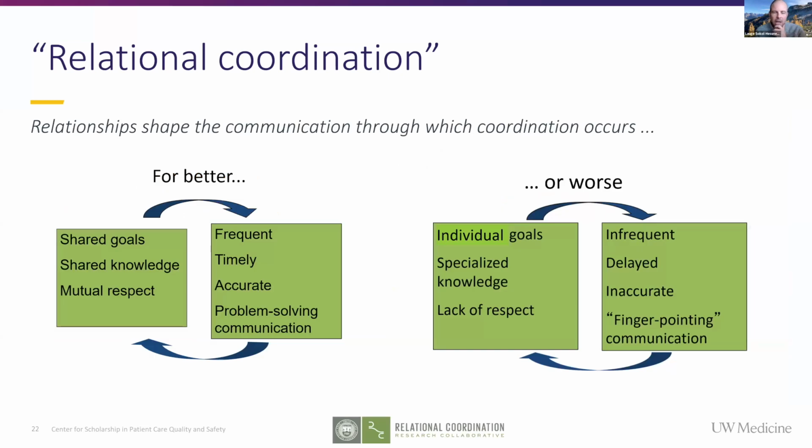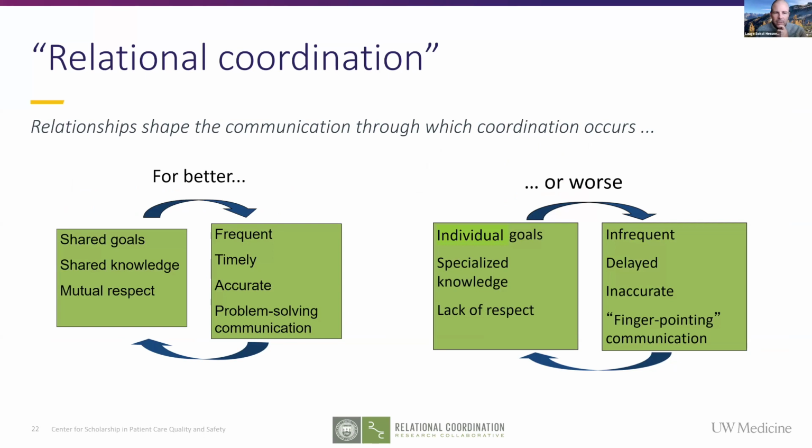There's a lot of evidence behind this, and basically they've shown that when those goals are met, it's a nice ecosystem that works well together. When the alternative is the case, it leads to worse outcomes and problems. So if everyone's there for themselves, if they have knowledge they're not sharing, if they don't respect each other, if the communication is infrequent, delayed, inaccurate, or really not problem solving, it's more blame oriented, it leads to problems.